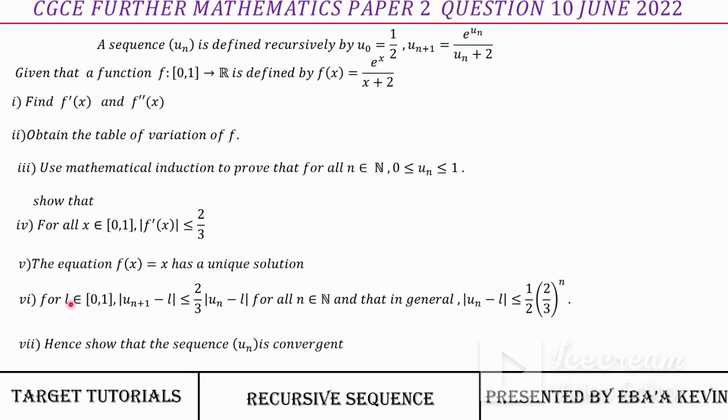Number 6. For all l belonging to the interval 0 to 1, show that the absolute value of un plus 1 minus l is less than or equal to 2/3 times the absolute value of un minus l for all n belonging to the set of natural numbers, and that in general the absolute value of un minus l is less than or equal to a half times 2/3 raised to the power n. Number 7. Hence show that the sequence un is convergent.